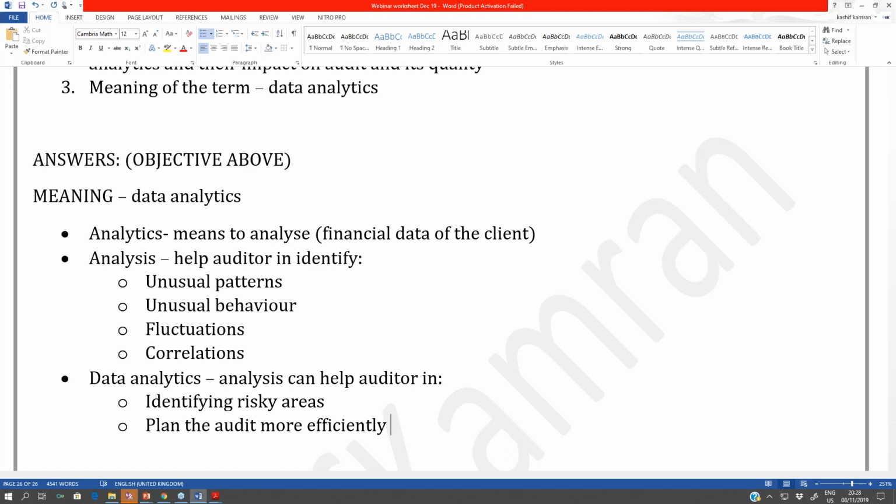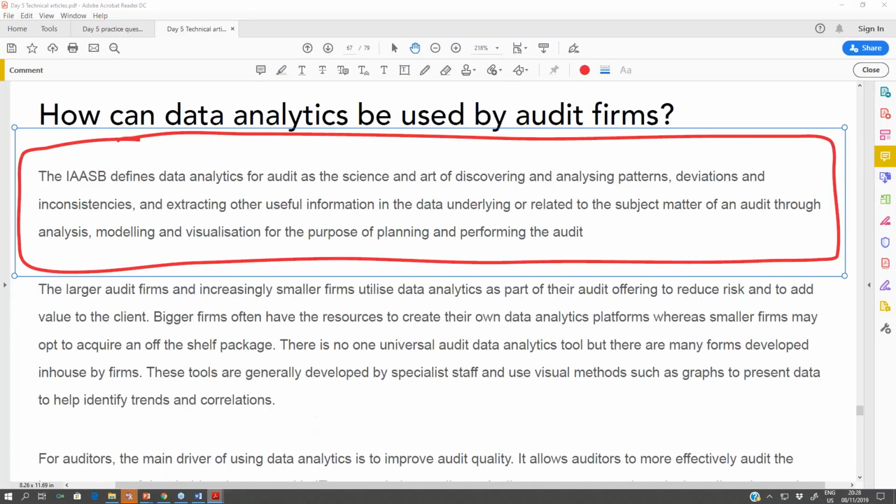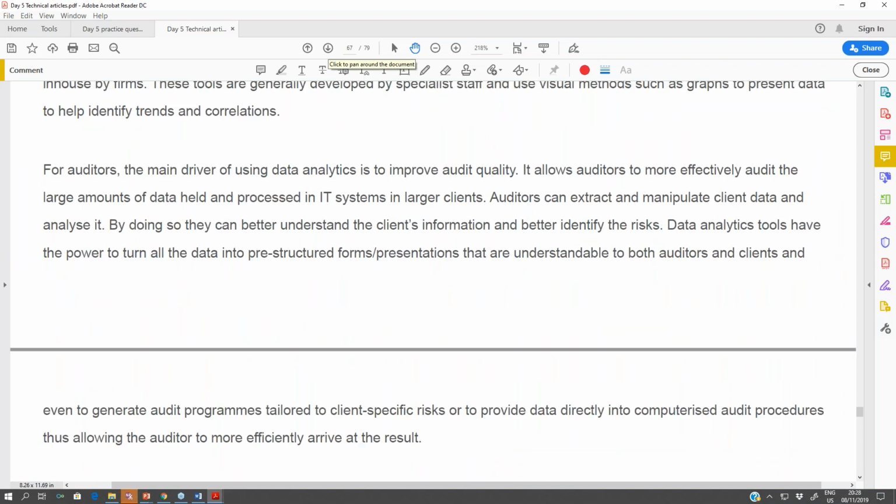So data analytics meaning. You need to know the meaning from the article. Please read this meaning and rephrase it in your own words. And you have chunks and chunks of paragraphs to read through. Please do read through this article. You need to read every paragraph of this article, right?